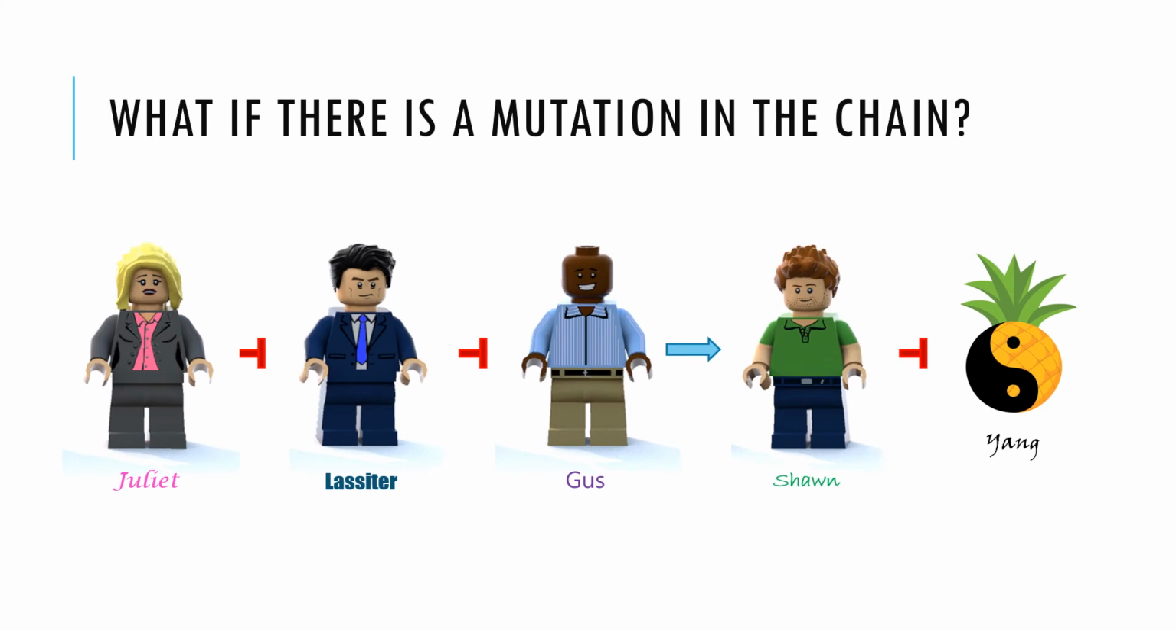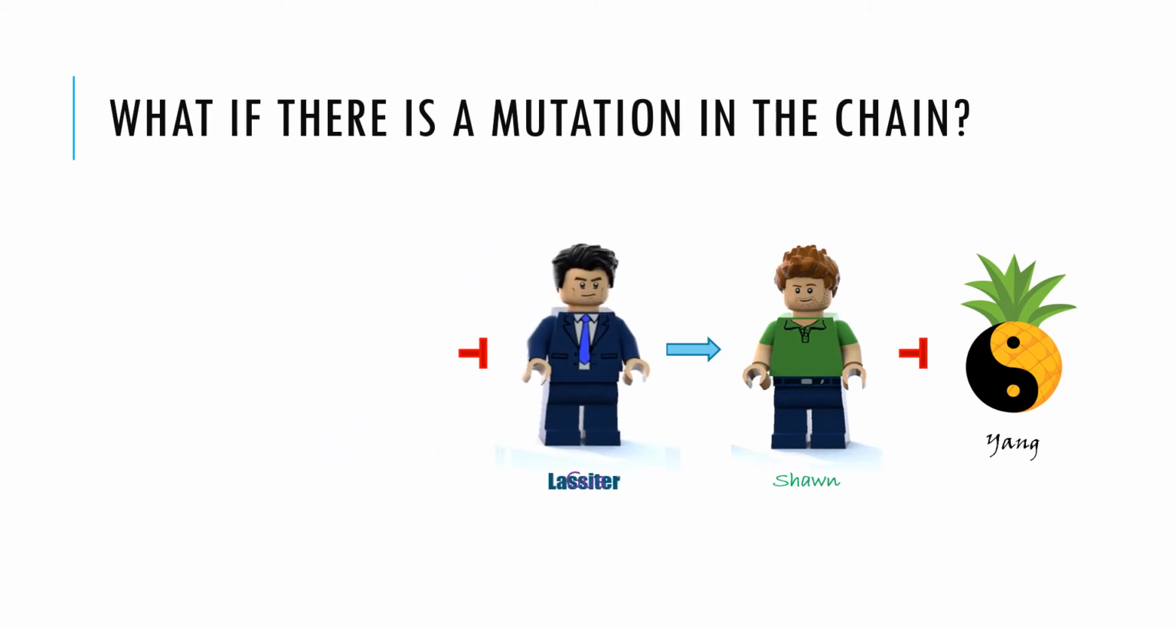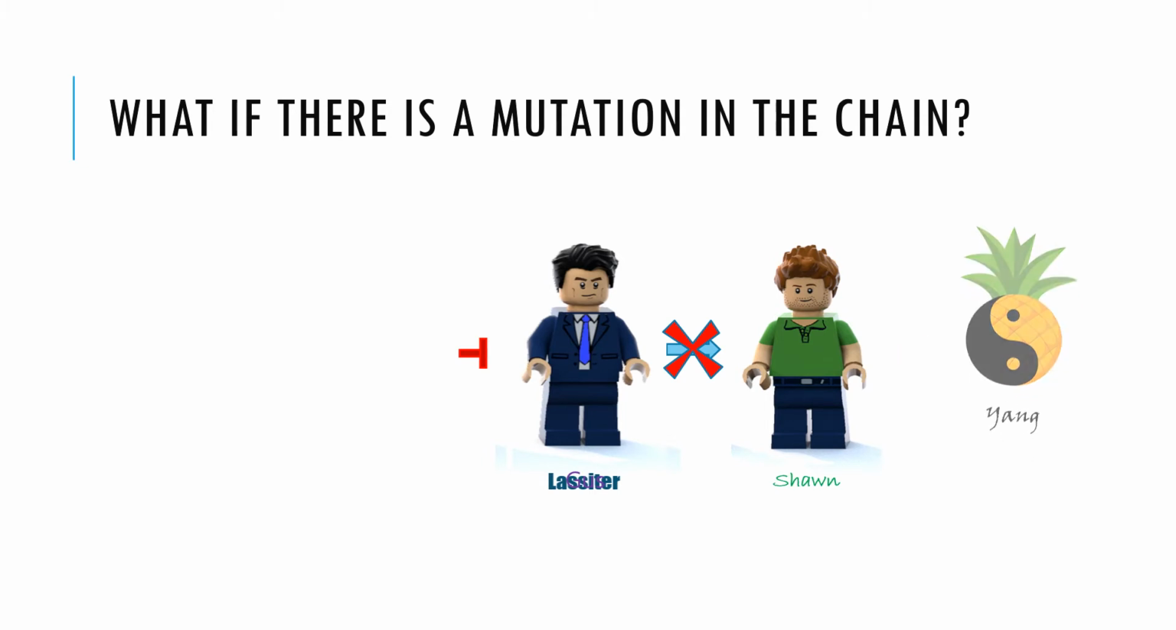What if everything isn't functional? For example, let's say Juliet isn't there. Without Juliet to inhibit Lassiter, Lassie will inhibit the transcription of Gus. Without Gus's gene product, Sean will not be initiated. And without Sean, Yang is not stopped and gets away.